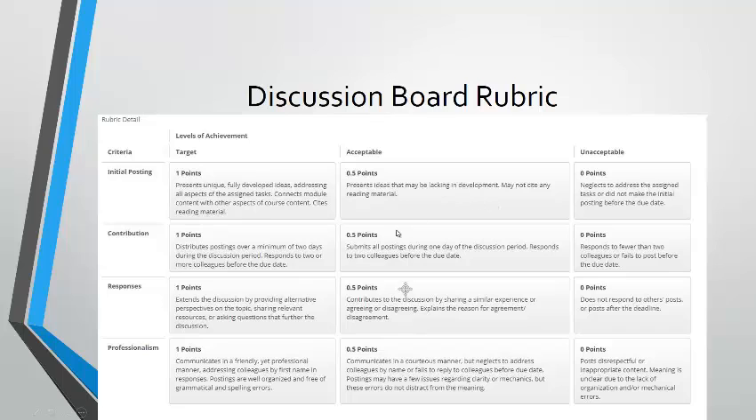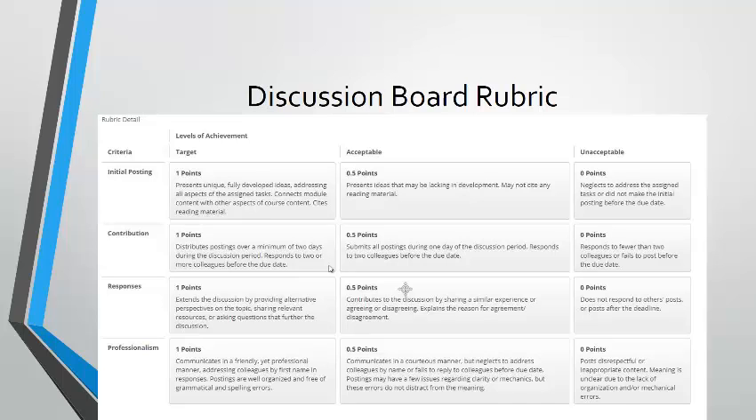Contribution. This is important. All your posts will need to be distributed over a 2-day period at a minimum. Your initial post counts as 1, and then your other 2 posts will count as 2. So you need a total of 3 posts, your initial plus 2, and your 2 need to respond to 2 or more colleagues in the class before the due date. So if you do that, you get the 1 point. A half a point, you submit all postings during 1 day, and you respond to 2 colleagues before the due date.